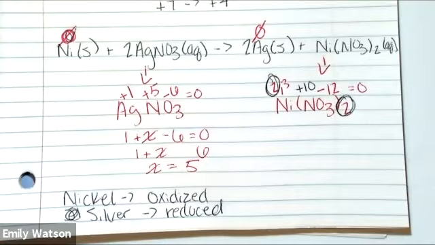Whenever you're talking agents, you're just going to flip them. So the sciencey explanation behind this is silver is being reduced. It's gaining electrons. It's taking electrons away from something else, which allows whatever it's taking electrons from to become oxidized. So it's the oxidizing agent. It's what's allowing the oxidation to occur. So which one is the reduction agent? Nickel. Because it's losing electrons, it's giving them up, it's giving them to something so that it can pick up electrons and become reduced.